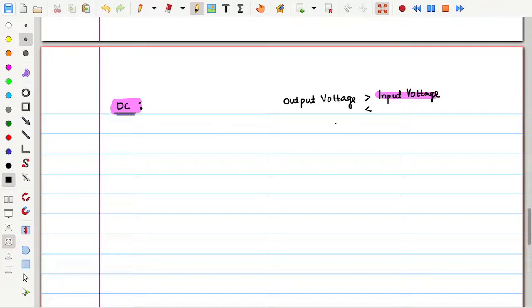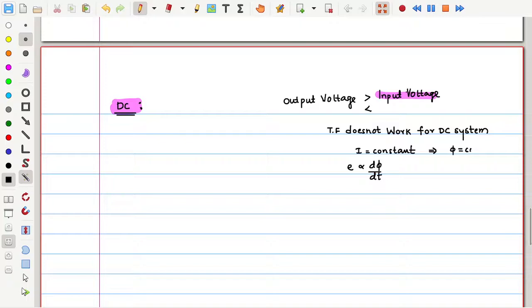And one thing you should understand is that a transformer does not work for a DC system. You cannot achieve this feature of higher DC voltage or lower DC voltage than the input by using a transformer. Why? Because once the current is DC, I is constant. If I is constant, you cannot expect any mutual linkage. Because Faraday's law states that only if there is any variation is induced EMF developed, which is d phi by dt. If I is constant, obviously flux is also constant. If flux is constant, the induced EMF will be zero. Thereby, the transformer does not work.